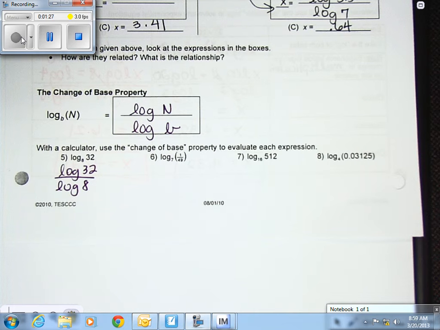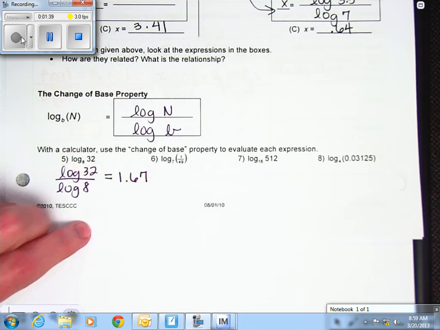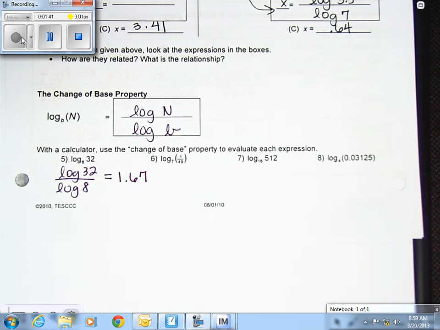Then you can evaluate that on your calculator just like we did a minute ago. So we've got log of 32. Make sure you close the parentheses after 32, divided by log of 8. And when you do that and you round off, you get about 1.67 if you round off to 2 decimal places.